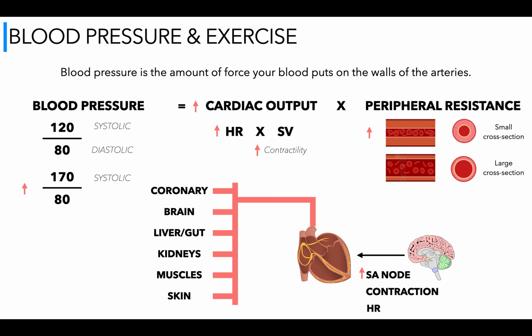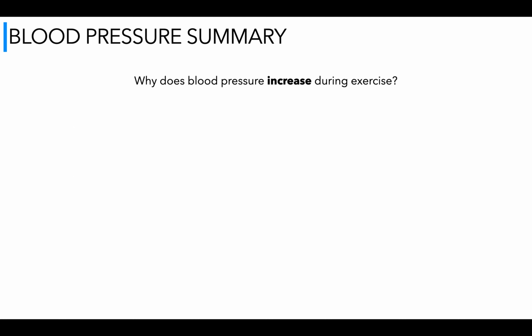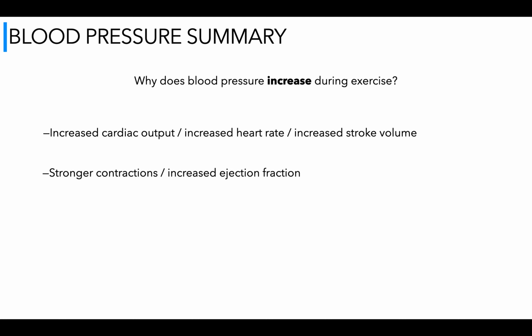Now, rather than just teach it to the mark scheme, that's why I've tried to give you the why right there. But to summarize, I'm going to give you the answers that are accepted on why blood pressure increases during exercise. Well, the reason it increases is cardiac output increases because we had an increase in heart rate, and initially we had an increase in stroke volume before it plateaued. We have stronger contractions and increased ejection fraction.